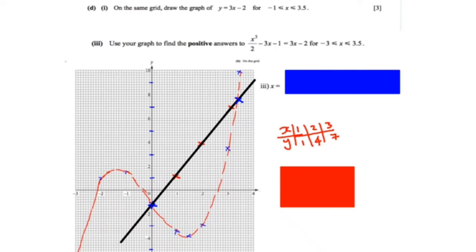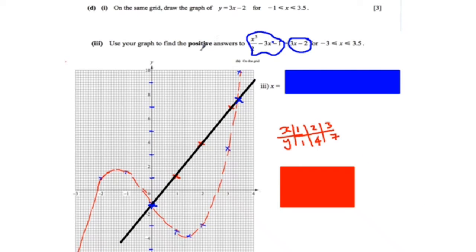If you think about this here, this was the graph that I've already plotted, and this here is the new graph that I've plotted. So I've plotted y equals 3x minus 2. So when are these two things equal? Well, they're equal when they intersect at this point and some point down there.